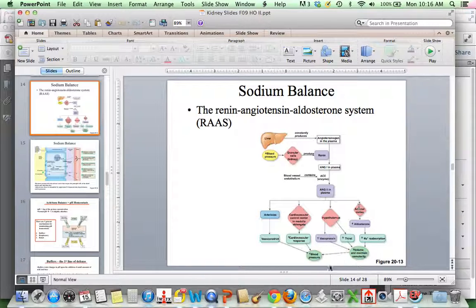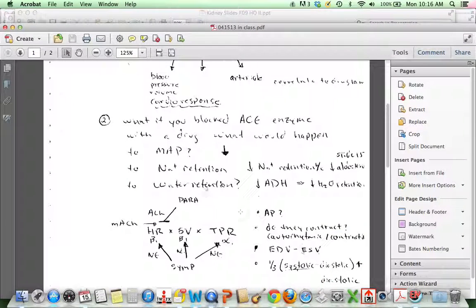So you lose more water, and you have less water retention, and you also have less sodium retention if you block this ACE enzyme here. And so that's a therapeutic agent that's used to help regulate blood pressure. That talks about some of these major features here.